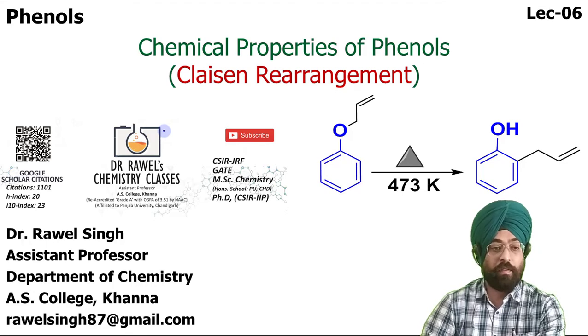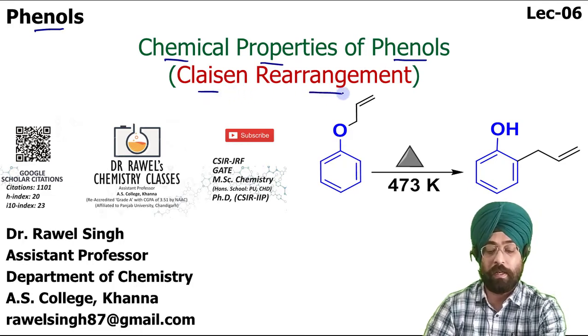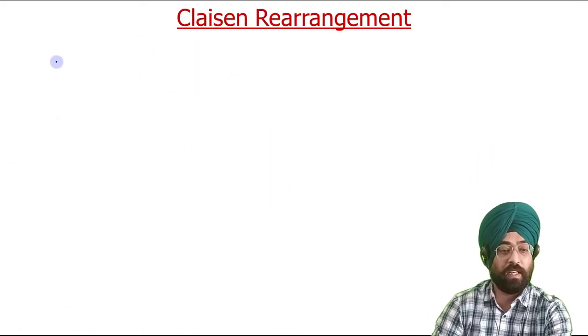Dear friends, we were discussing phenols. In our previous lecture, we discussed the acidic character of phenols. Today, we will start with the chemical properties of phenols, and today we will do a very important reaction called Claisen rearrangement. So let us start. So first, let us see what is Claisen rearrangement.